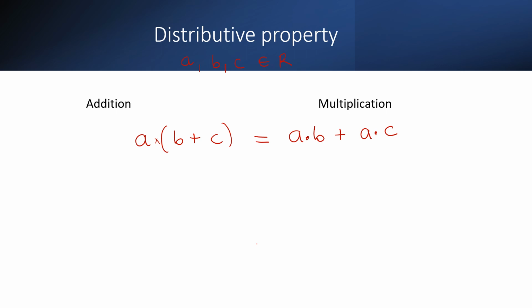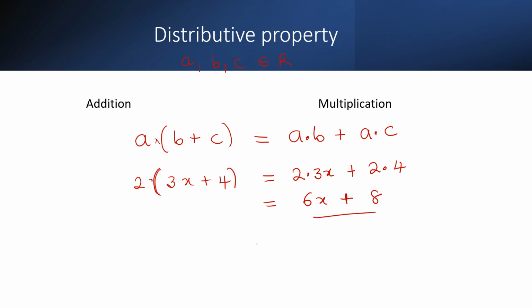So for example, if you have 2 times, let's say, 3x plus 4, you take this 2 in and distribute. This becomes 2 times 3x plus 2 times 4, and this is simply 6x plus 8, and this becomes the final answer. Okay. So the distributive law involves both multiplication and addition.